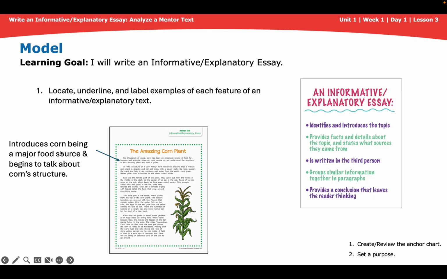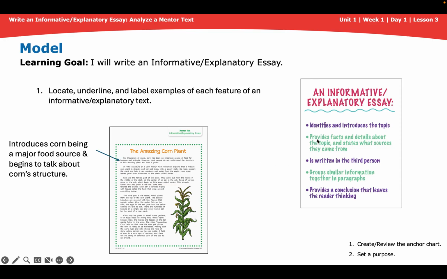But I located it and I talked about it and I said it introduces corn being a major food source and begins to talk about corn's structure. It introduced the topic, which is the corn's structure and also how corn is an important source of food, and how it grows. So that is what the essay is about, or going to be about. So I labeled it with an arrow.